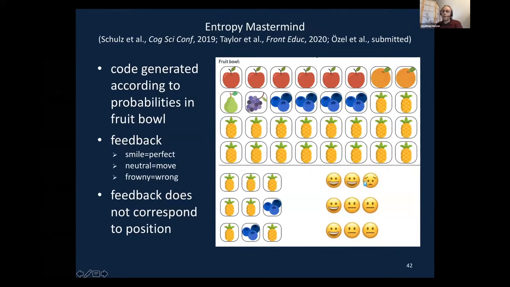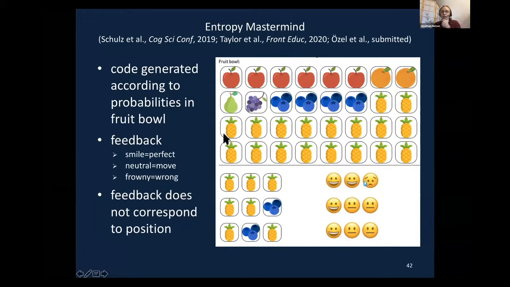So this is based on the classic kind of mastermind task with some tweaks, but the basic idea here, you're trying to figure out now a hidden fruit code. In this example, the code has 3 items, and the code's generated, so at the top is a kind of schematic icon array depiction of the fruit bowl. The code's generated by picking items from here with replacement. So in this case, for any individual item, it's a little bit more than 50% chance that it's a pineapple.